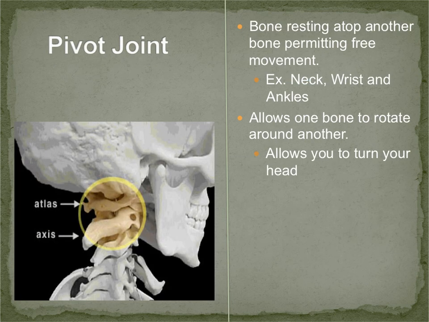The pivot joint, in your neck, for example, your wrist and your ankles, allows one bone to rotate around another. Now, we talked about the cervical vertebrae being the top section of the vertebrae in your neck. The first 2 vertebrae actually have their own names. The one on the top, vertebra number 1, is called the atlas, and then vertebra number 2 is called the axis. Your cranium, your skull, actually sits on a protrusion of the axis. It kind of protrudes up into here, and that's what it rests upon, and that's a pivot joint.